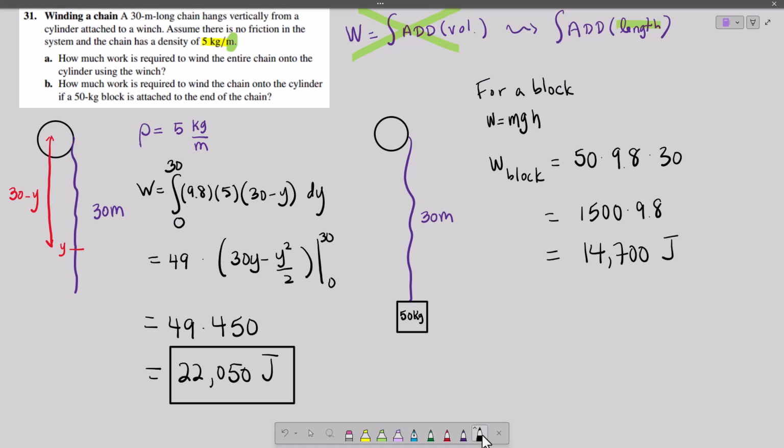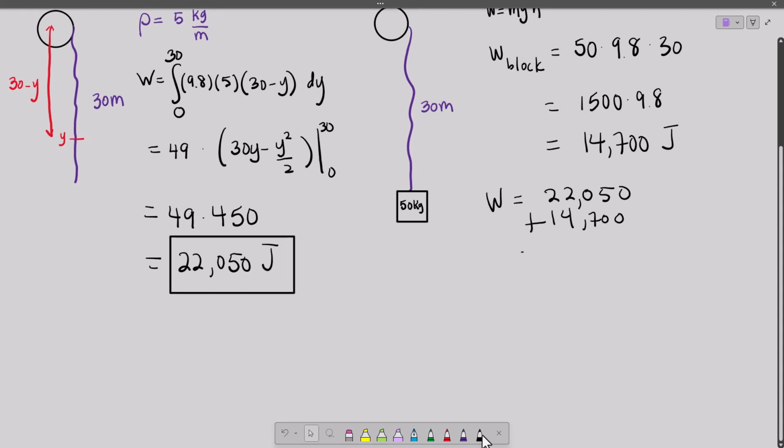And then the total then, if we're up at the top, pulling up the chain or the rope and the block, we have the work that's done in lifting just the chain, and then we have the work done in lifting the block, and we just add the two together. So our total work is going to be the 22,050 plus the 14,700. So our total work will be whatever this turns into. So 36,750 joules.